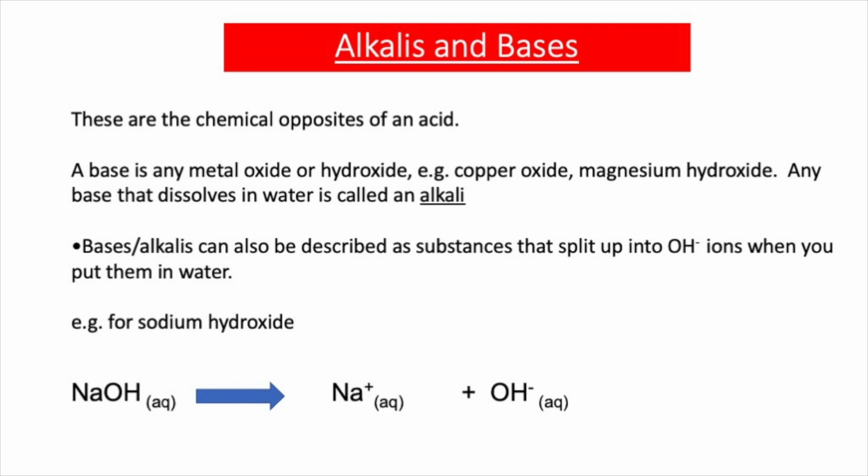Now, alkalis can be described as substances that split up into OH- ions when you put them in water. So for example, sodium hydroxide is NaOH, and when you put that in water it splits up into Na+ ions and OH- ions. And you remember from previous lessons that acids are substances that split up into H+ ions when you put them in water. Now, in a neutralisation reaction, H+ ions from acids react with OH- ions from alkalis to form water.